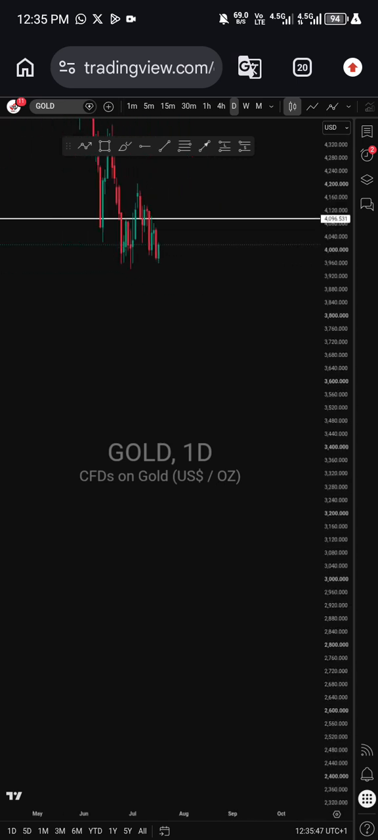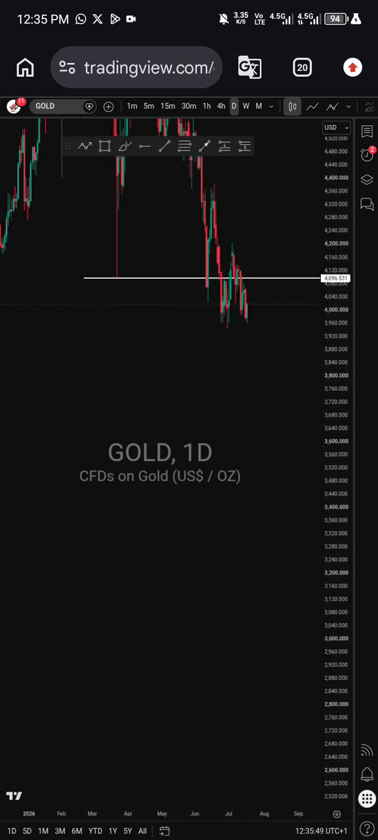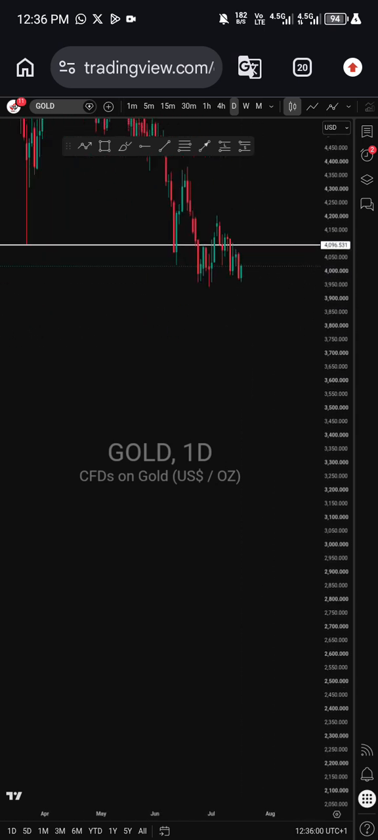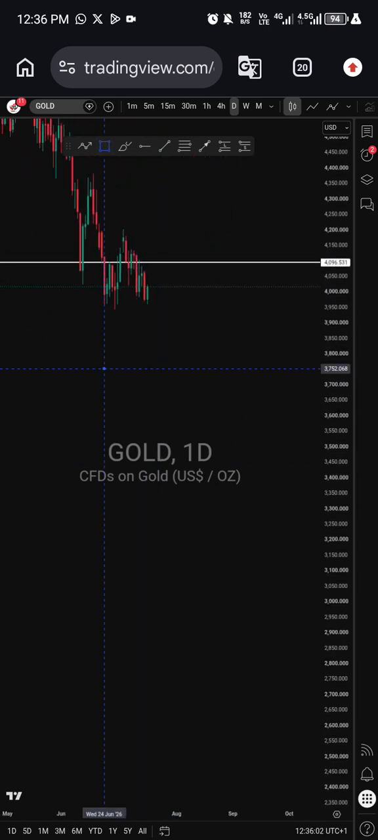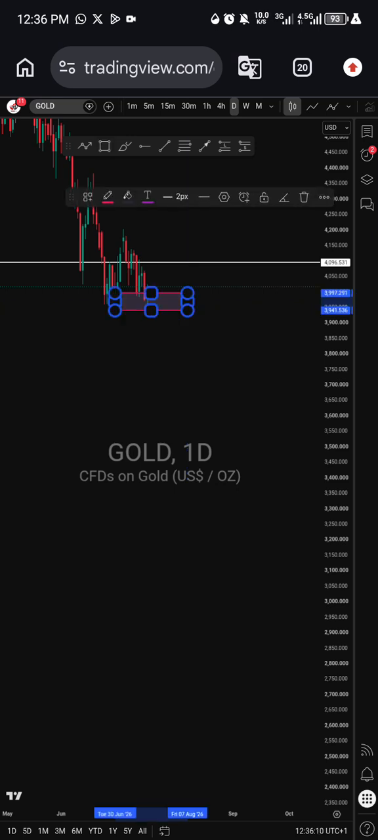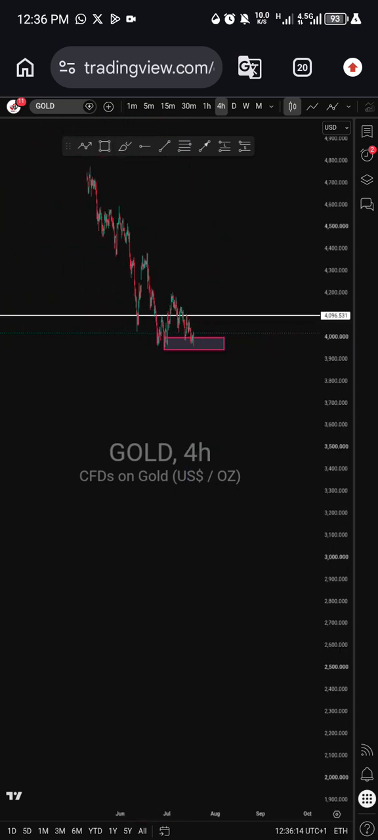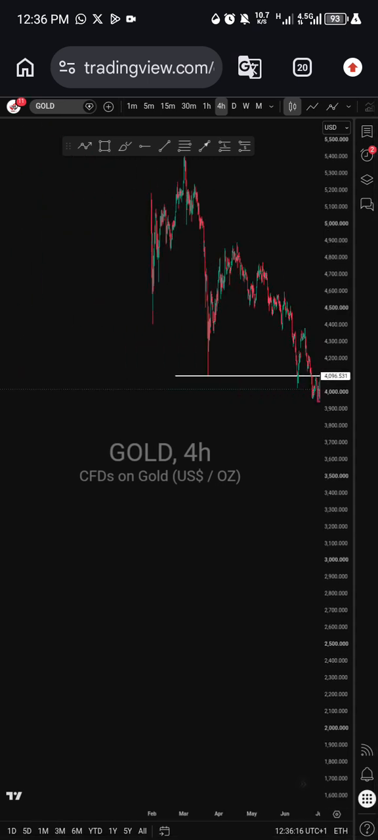So this is where correction came in. Mark this correction. After the indication, mark the correction, and then it came for the continuation. Couldn't continue. What happened? Double bottom here. So that's it. Let's go to the lower time frame. Perfectly. So back to what I was saying.